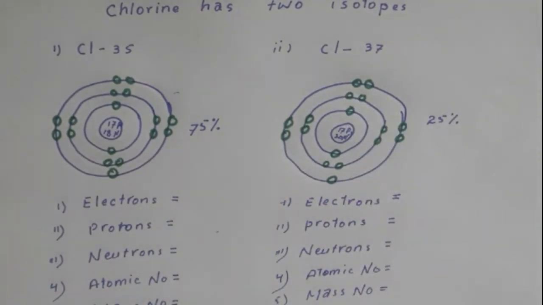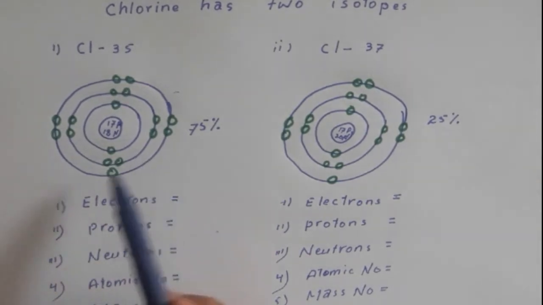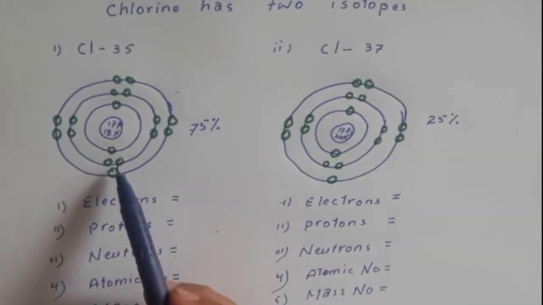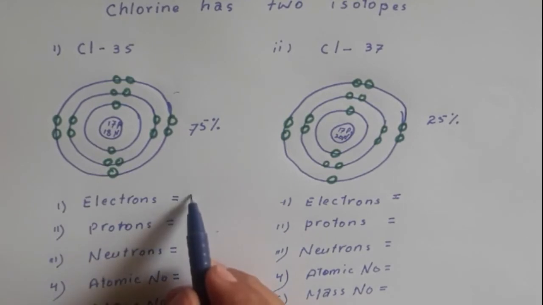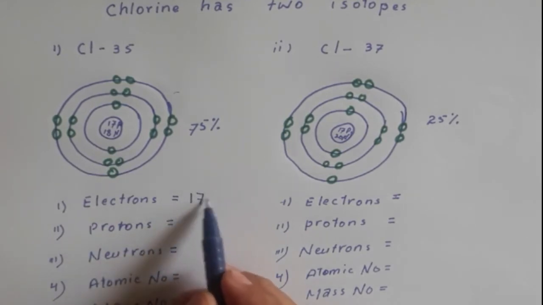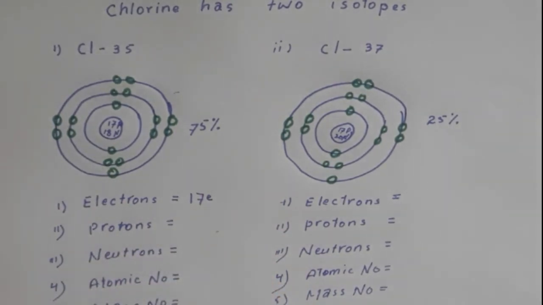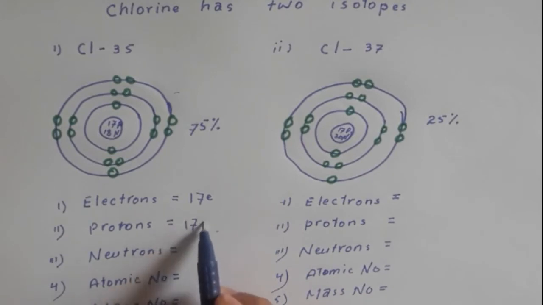Let's discuss the structure of chlorine. So the number of electrons present in the shells of chlorine-35, so there are in total how many electrons? 2 electrons in the first shell, 8 electrons in the second shell, while 7 electrons in the last shell. So there are a total of 17 electrons in chlorine-35, while the number of protons present in the nucleus is also 17.